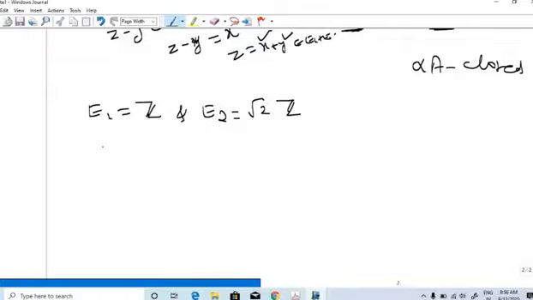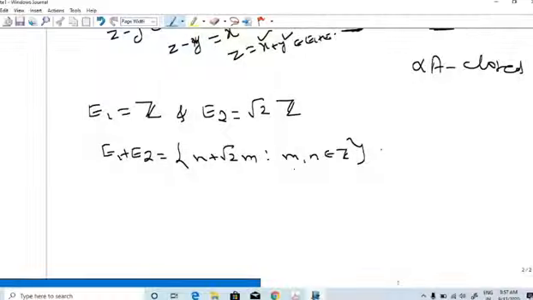Now, what is E1 plus E2? It is of the form n plus root 2 times m, such that m, n are integers. So this is actually a dense set, dense in R. A proper dense set is never closed. If it is dense, it is not closed. Therefore, the sum of two closed sets is not closed.